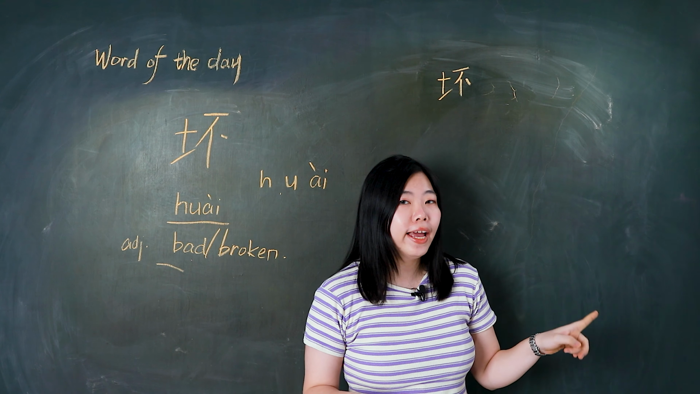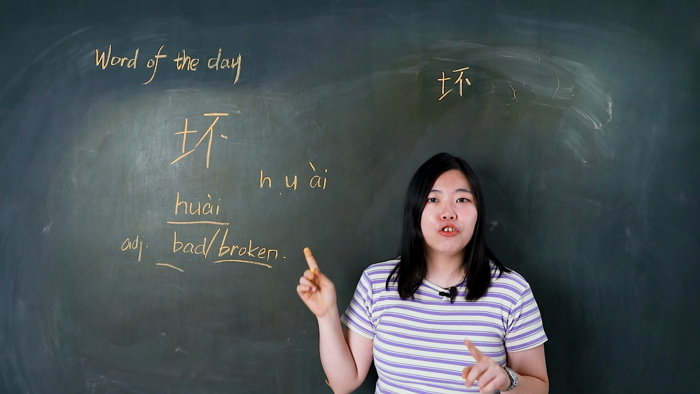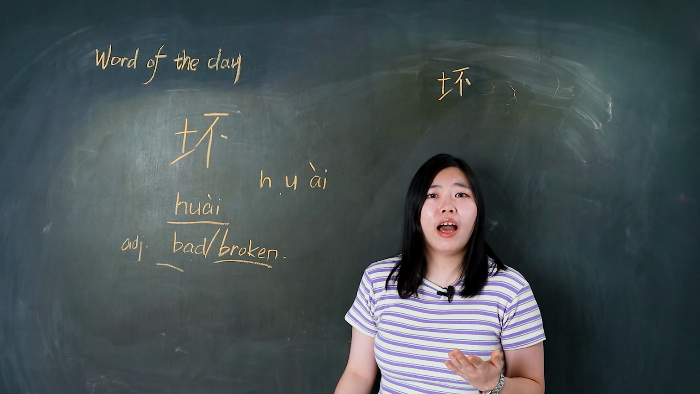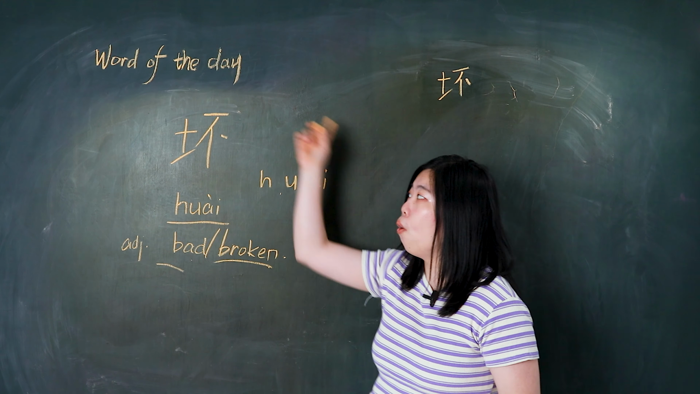这是一个坏的苹果。Or broken. The air conditioner is broken. 空调坏了。Okay, that's all about 坏.